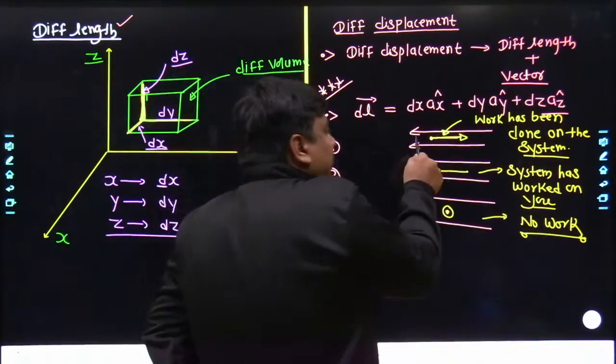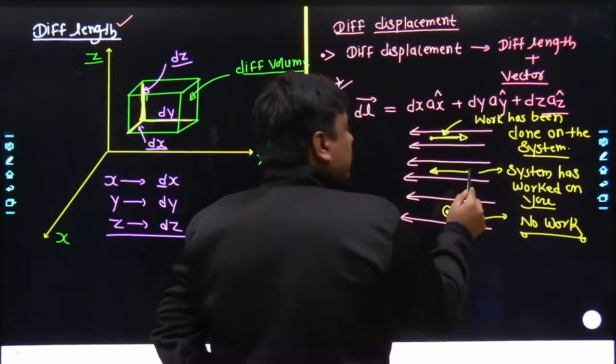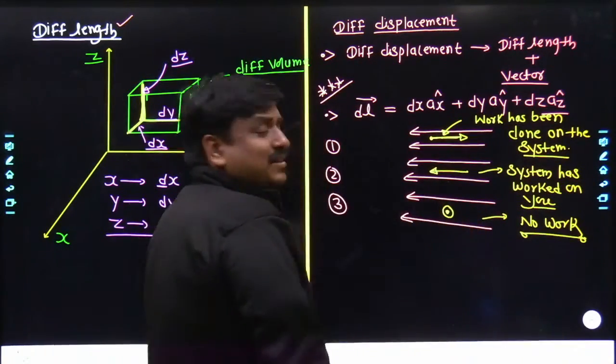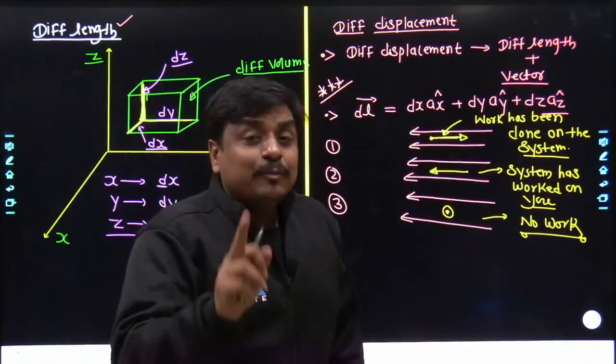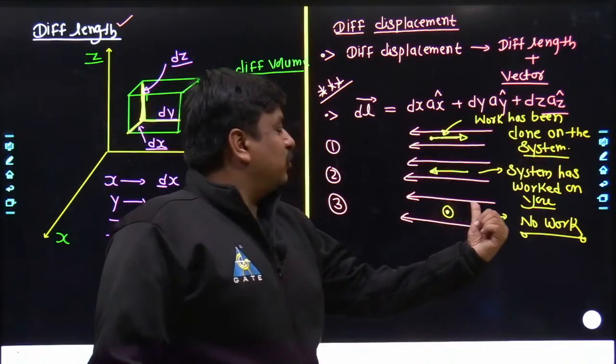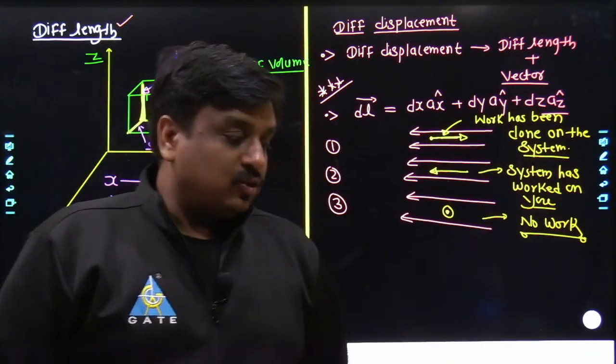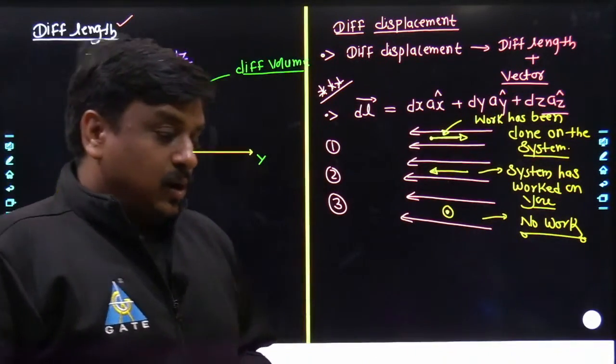Now if it takes place towards this direction, the work would be done by your side towards the system. If 1 meter displacement has been done in this direction, that means the work has been done by the system on you. And similarly, if the displacement of 1 meter has been done in this direction, that means there is no work done as such. Agreed?